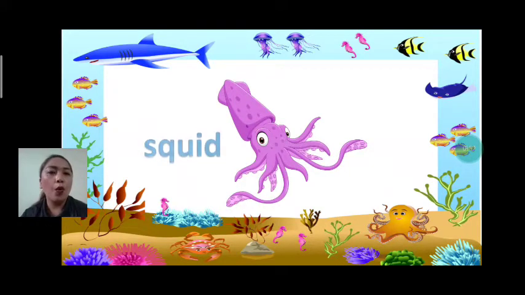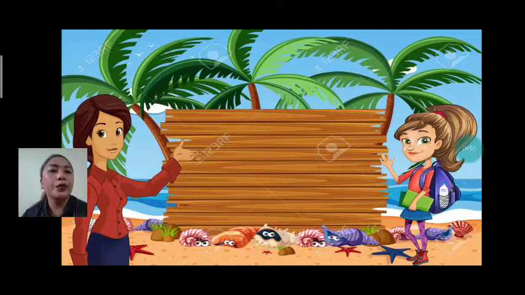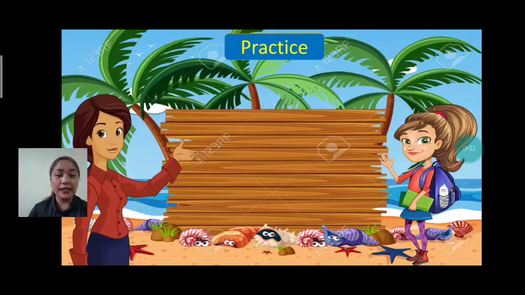Okay, next. Squid. Everybody, squid. Okay, very good. Can we spell squid? S-Q-U-I-D, squid. Okay, now let's practice again. Our sentence structure is, what sea animal is it? Answer: It's a blank.